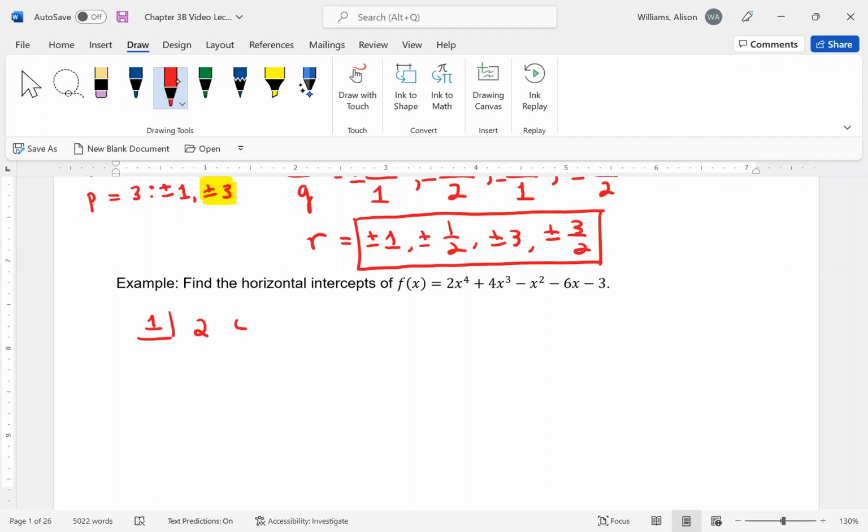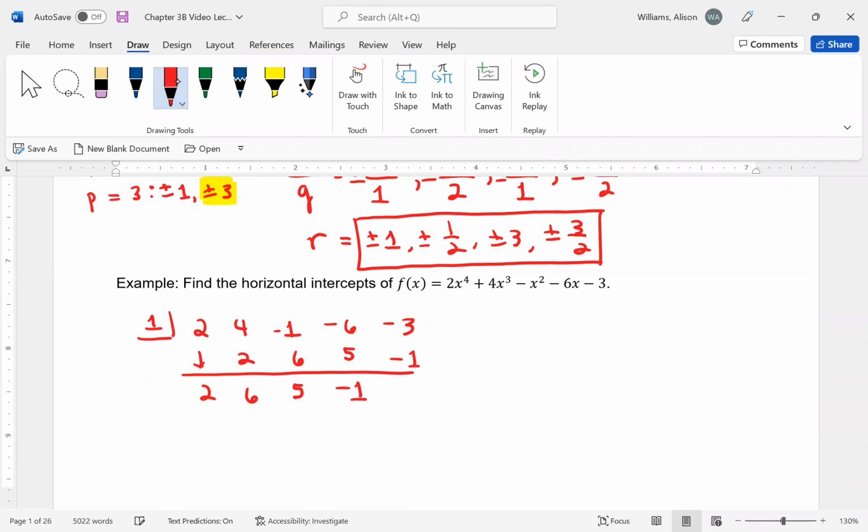Okay, so 2, 4, -1, -6, -3. Great. Okay, dropping 2. So that gives me 2, which times 1 is 6. Sorry, 2 times 1 is 2, and 4 plus 2 is 6. 6 times 1 is 6. -1 plus 6 is 5. 5 times 1 is 5. Putting it in the next column, then that's -1, -1.